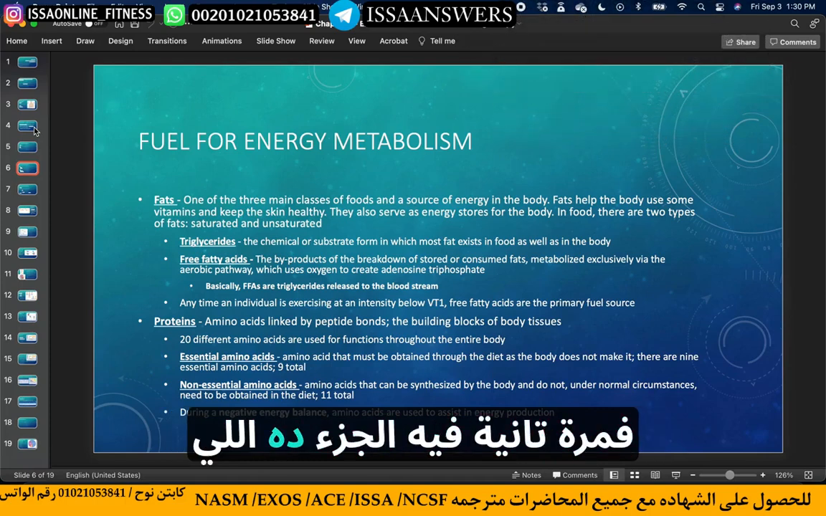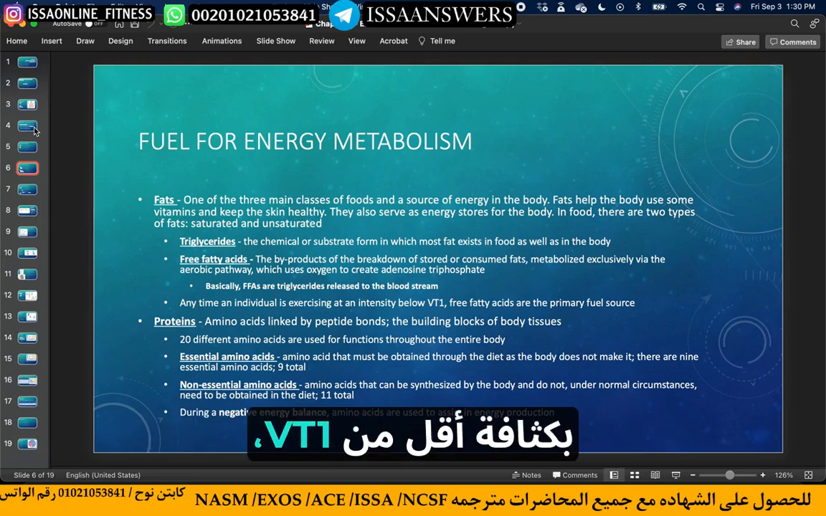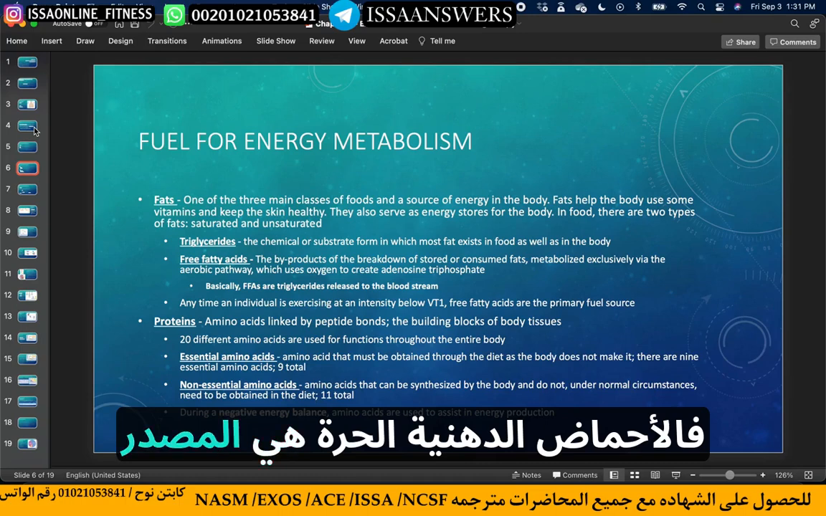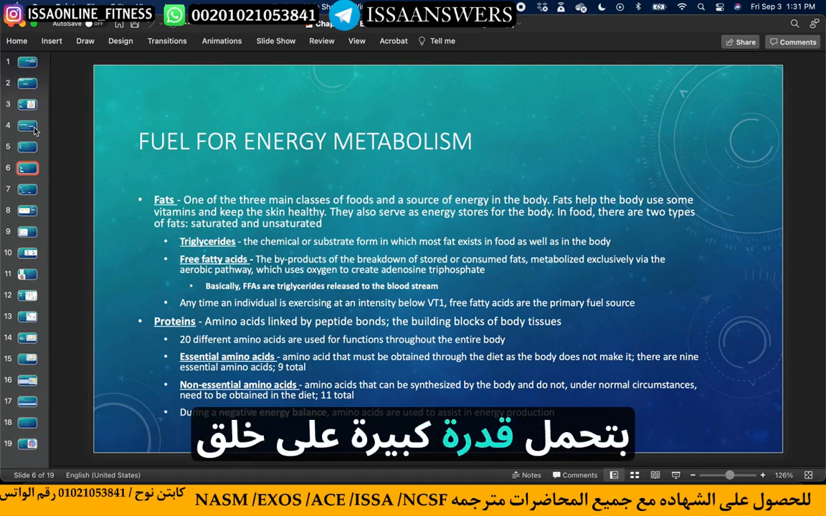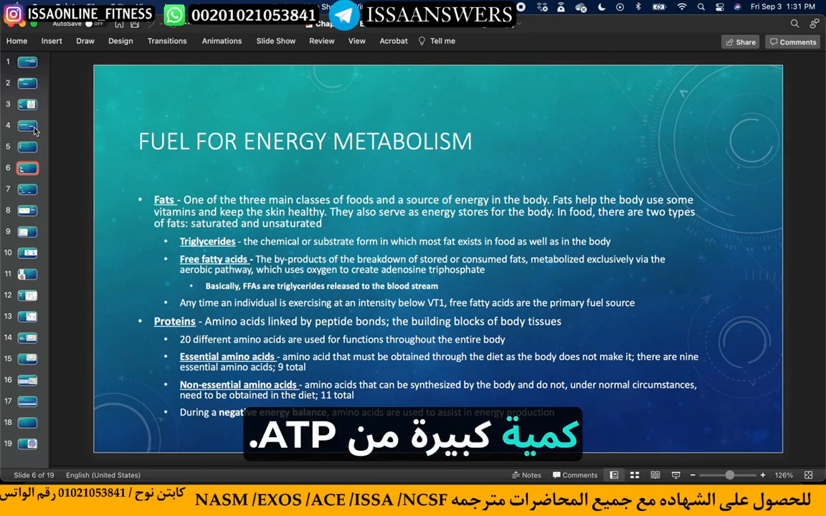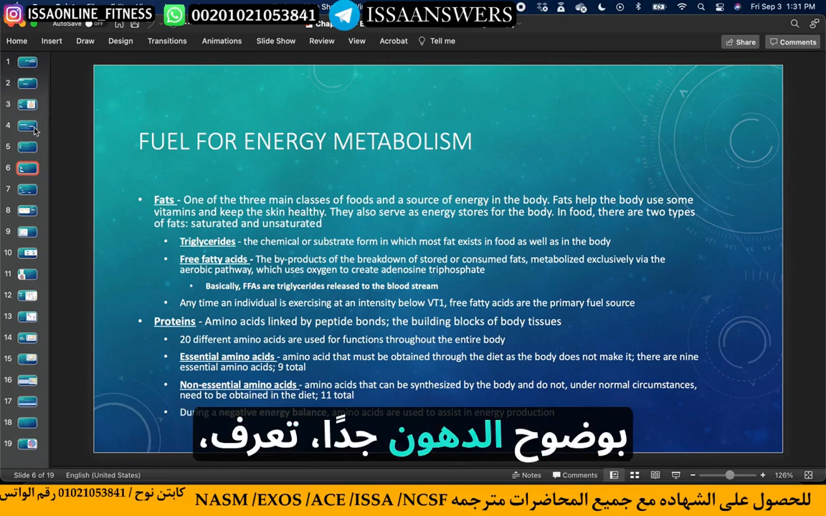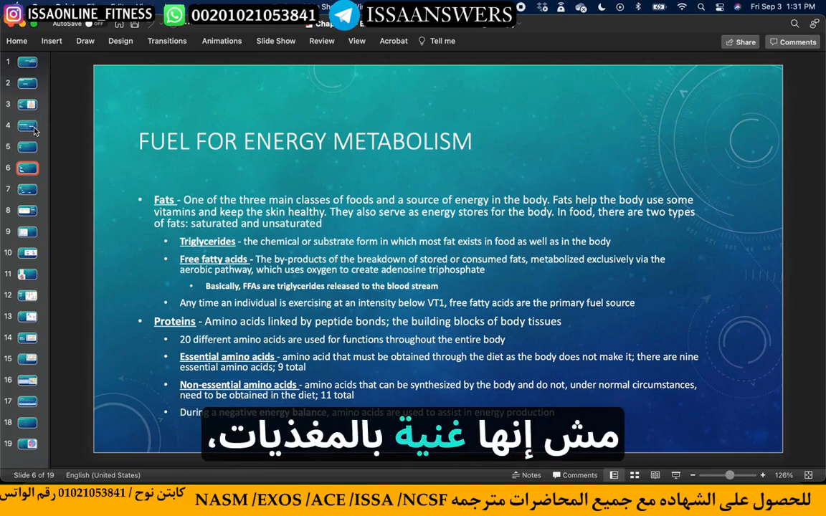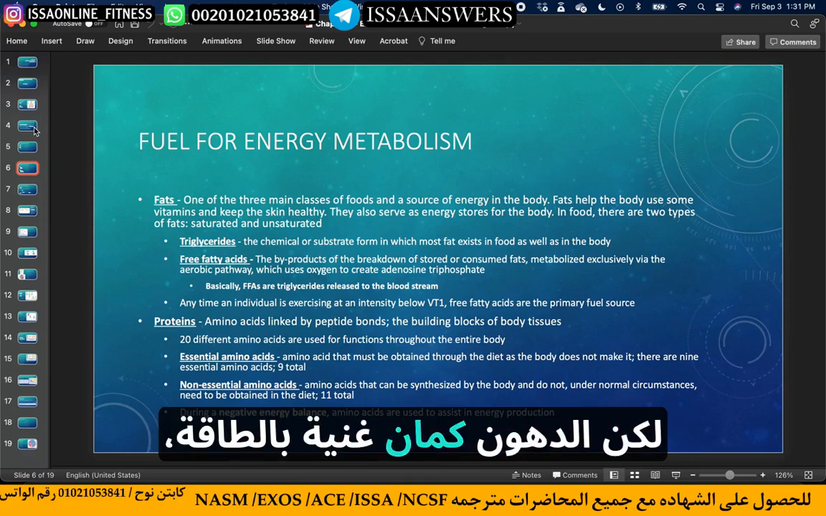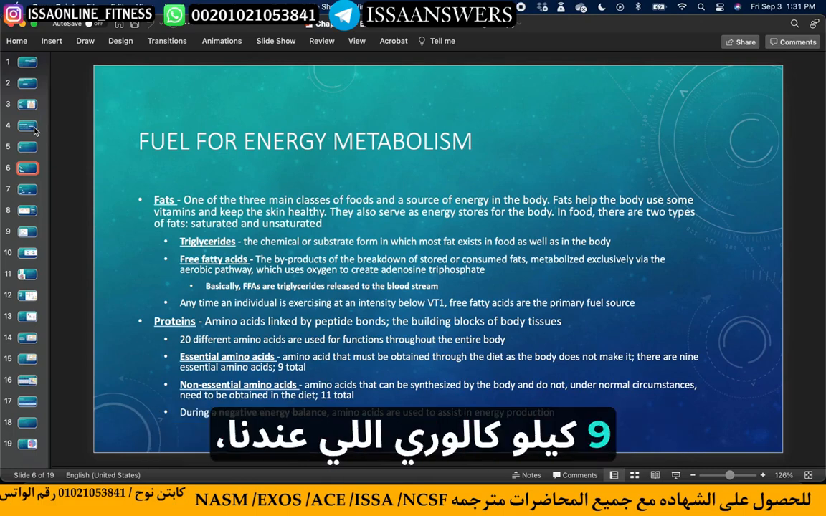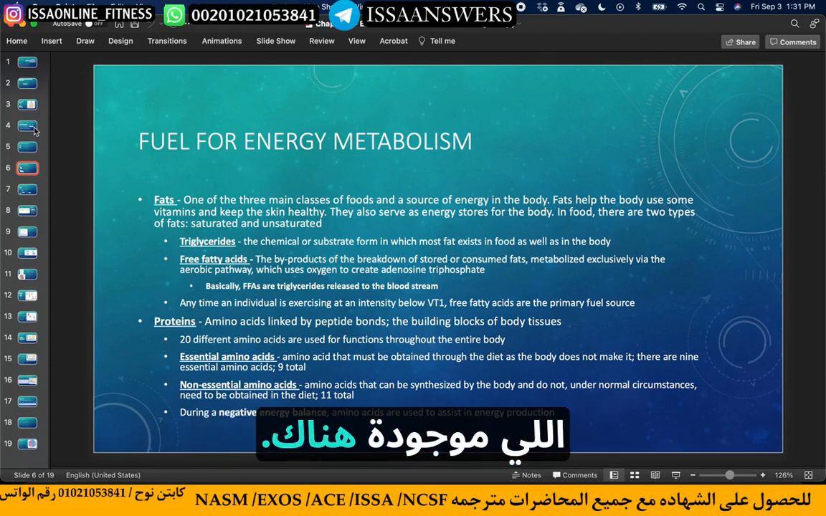Again, if an individual is working at an intensity below VT1, then free fatty acids are the primary fuel source. Fat, very importantly, carries a lot of ability to create ATP. It's not so much that fats are nutrient dense, but they are very calorie dense, and fat is also very energy dense, which is okay: 9 kcals, or 9 calories, per gram.